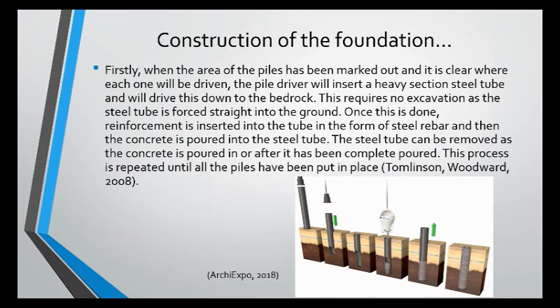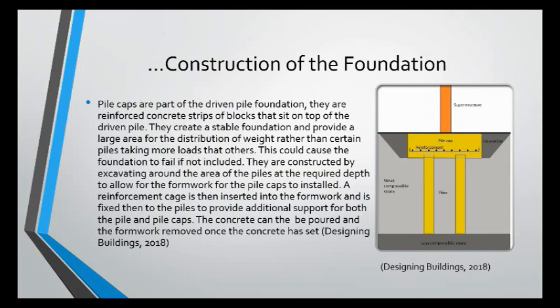Driven piles is a simple process that involves driving a steel tube formwork down to the required depth. Steel cage reinforcement is then inserted, followed by the pouring of the concrete. The steel tube can then be removed during the pour of concrete or after. The pile caps, which will be constructed on top of the piles, are then required.